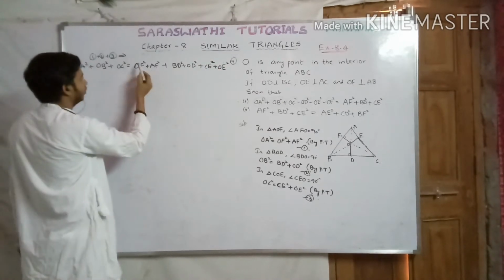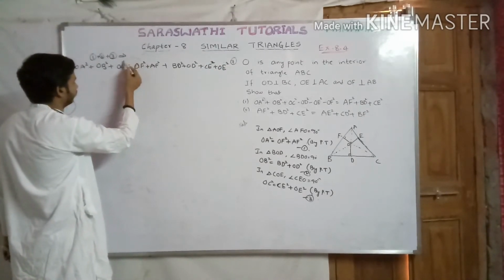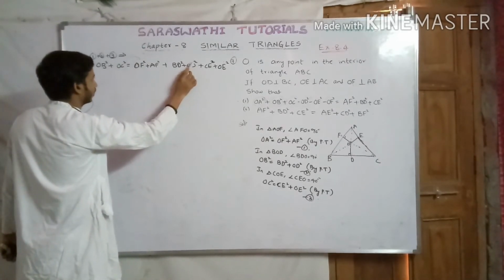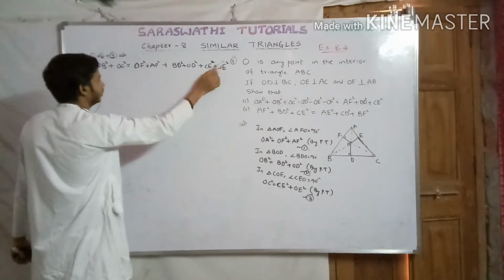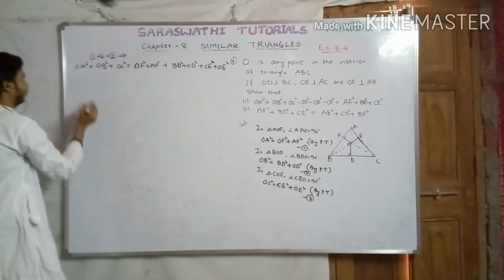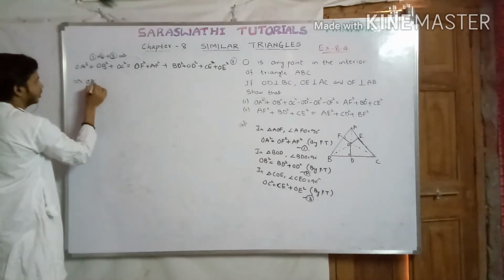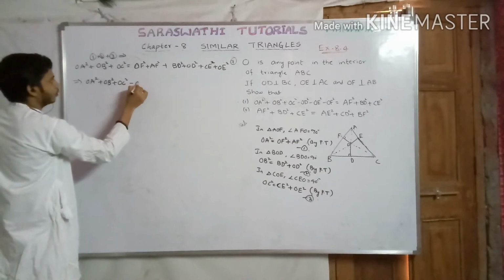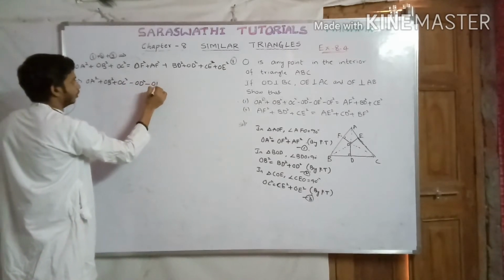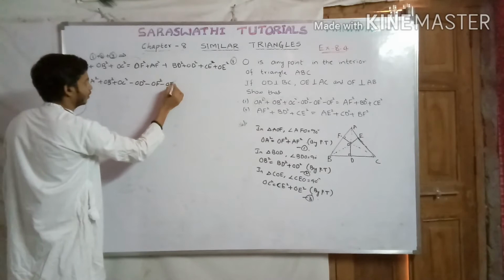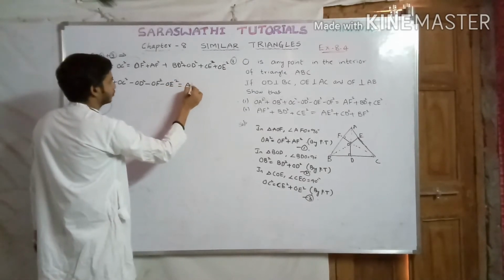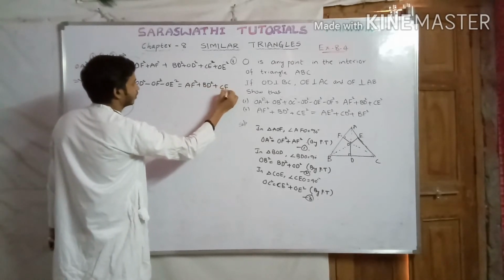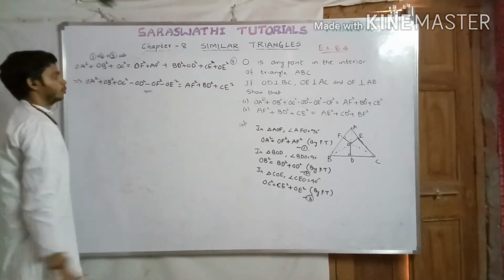Okay. So again, now shift this OA square to the left side. It becomes just minus OA square. If OD square comes to the left side, it becomes just minus OD square. OE square comes to the left side, it becomes just minus OE square. So it implies OA square plus OB square plus OC square minus OD square minus OF square minus OE square equals AF square plus BD square plus CE square. So it is the required proof of the first proof.